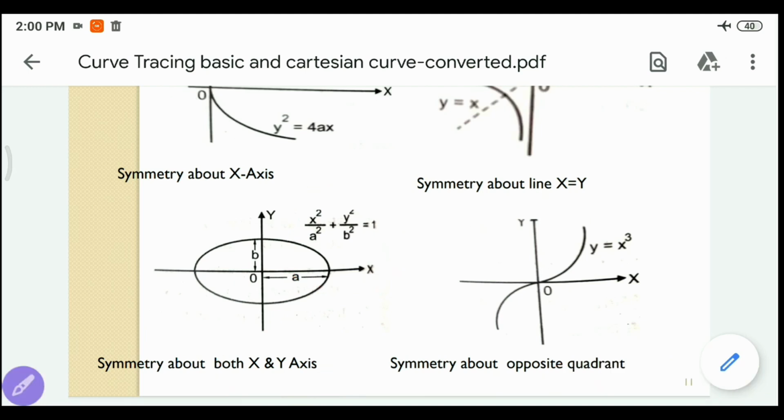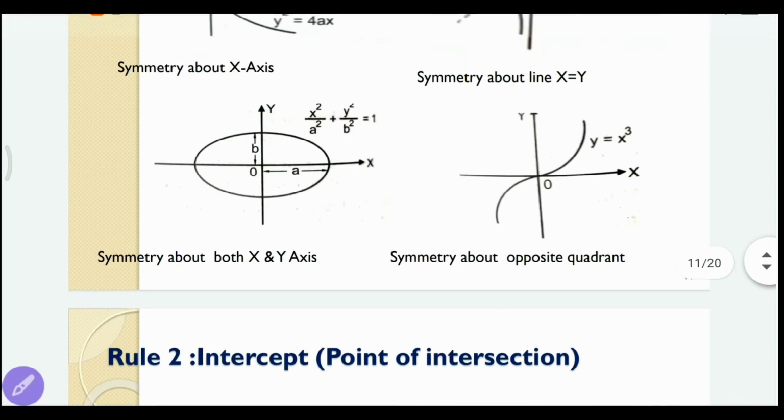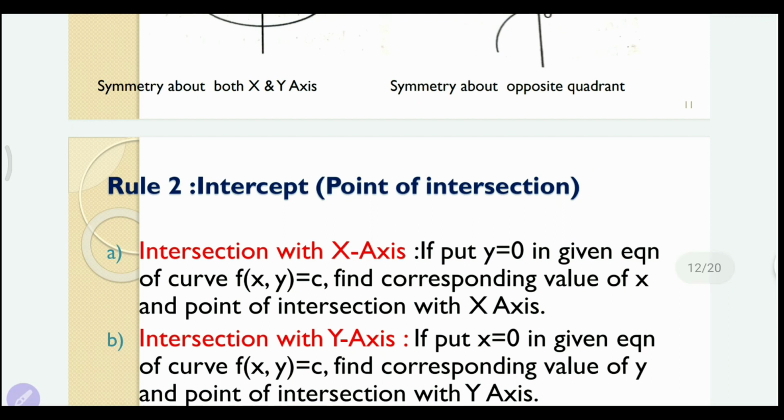Okay. Then here is symmetry in opposite quadrants, because if you replace x by minus x and y by minus y, you are going to get the same equation. So this is symmetric about the origin or in the opposite quadrant. Okay. So this is about symmetry.